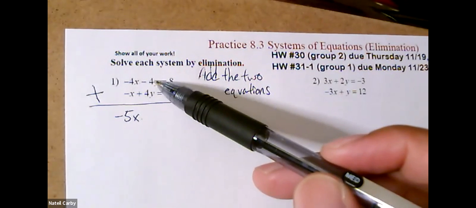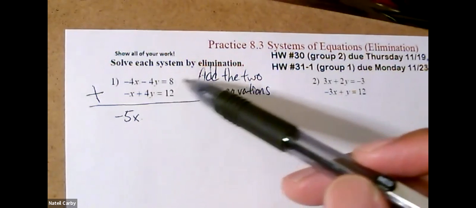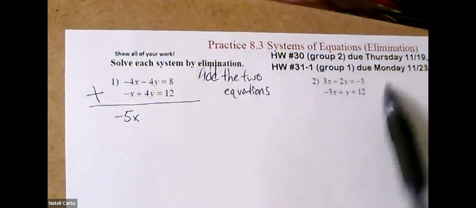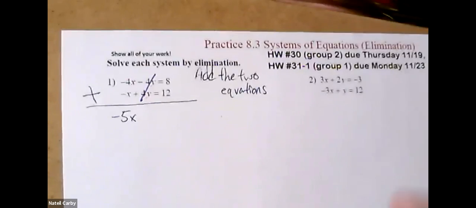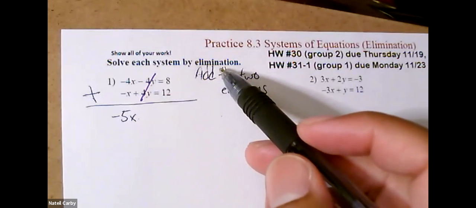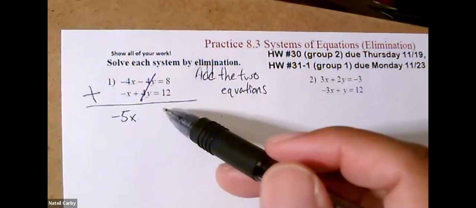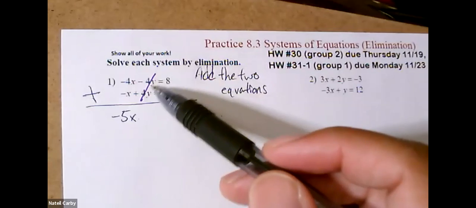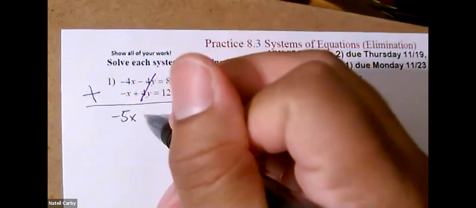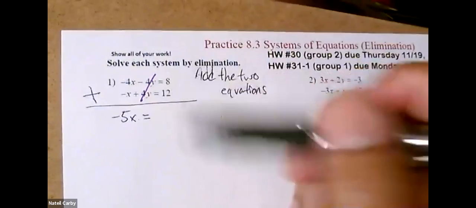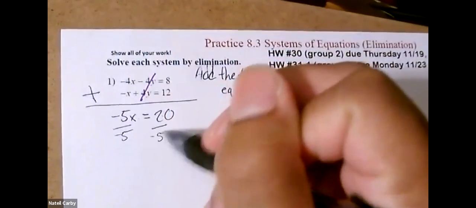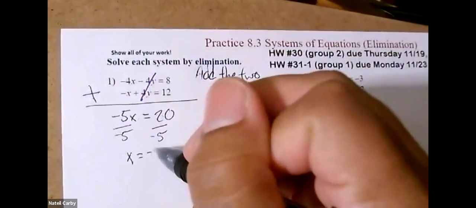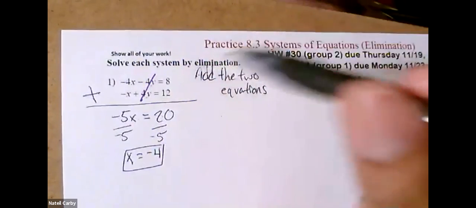-4y plus 4y. -4 plus 4, they eliminate. They cancel. That's what you want. That's what this method is. We want to immediately get rid of one of the variables. So that's 0 y's. My y's are gone. Bring down my equal sign. 8 plus 12 is 20. Divide by -5. X is equal to -4.